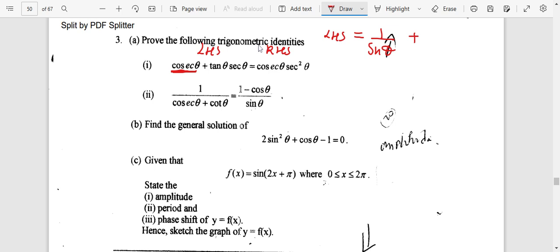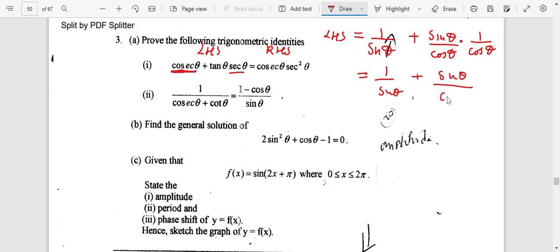And then we have got plus tan. We know that tan is sin theta divided by cos theta. Okay? Multiplied by, we have got sec. We know that sec looks like sin, but it should be the opposite for cos. So it is 1 over cos theta. And this is going to give us 1 over sin theta plus, on top, sin theta times 1, that is still sin theta, down cos theta times cos theta, that is cos squared theta.